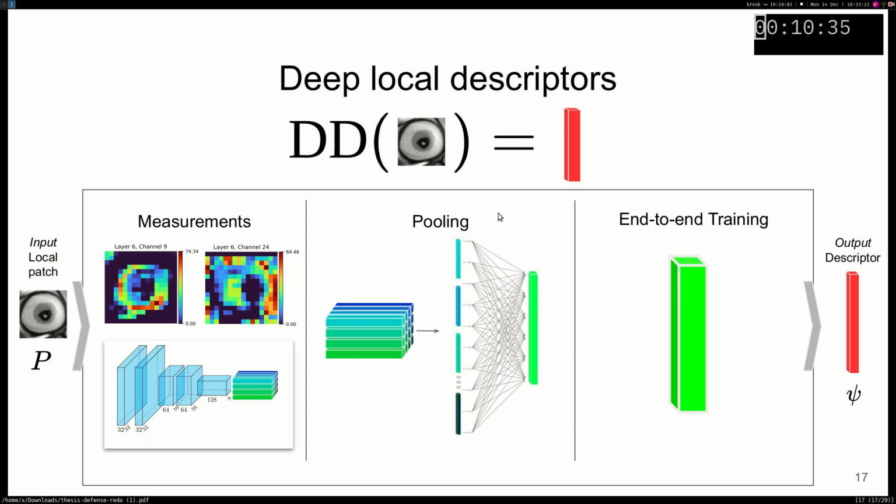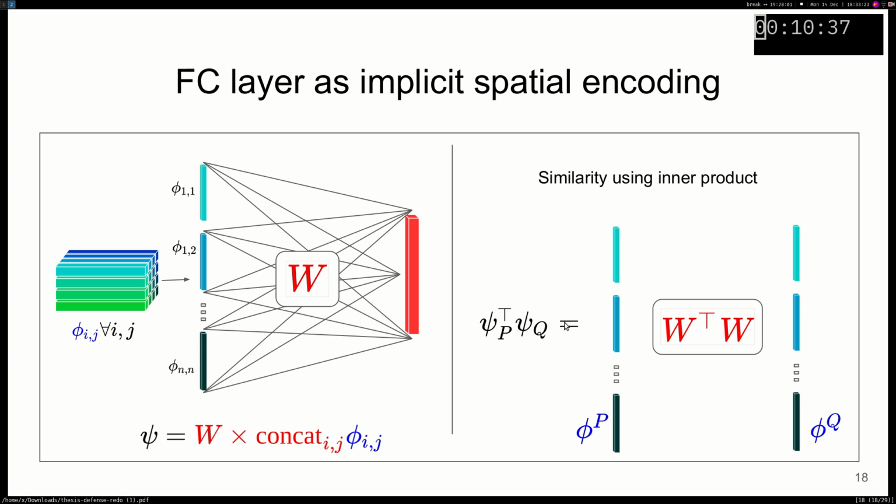Let's have a closer look at this pooling stage. What we say is that this FC layer is actually doing implicit spatial encoding. And why do we say that? So let's have a look at what's happening here. We have this tensor which describes appearances, and we have this final descriptor here and a weight matrix here. And what does the similarity look like when we compare two descriptors? So the similarity looks like this, where again it is divided into an appearance part, and there is this weight here. Now let's have a closer look at the structure of this W transpose W.